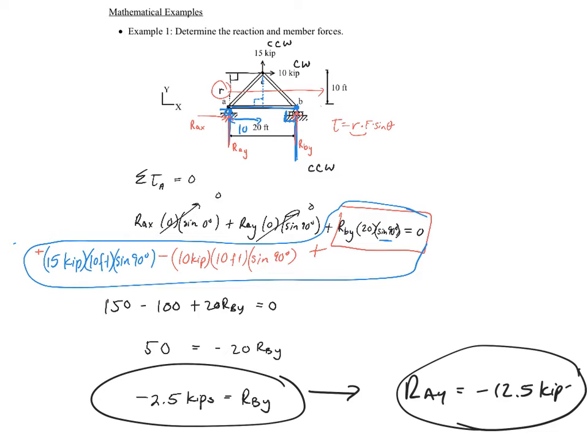Again, it's because it has to be in equilibrium. This is an easy example because the applied force is only in one direction. I don't have to break up the 15 into an x and y component. The 10 kips is only in the x direction. So what do you think RAX is going to be?